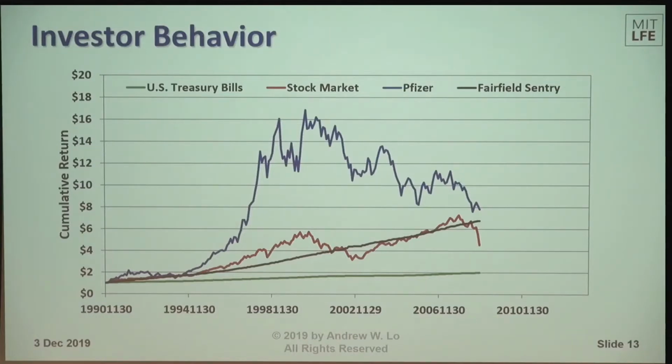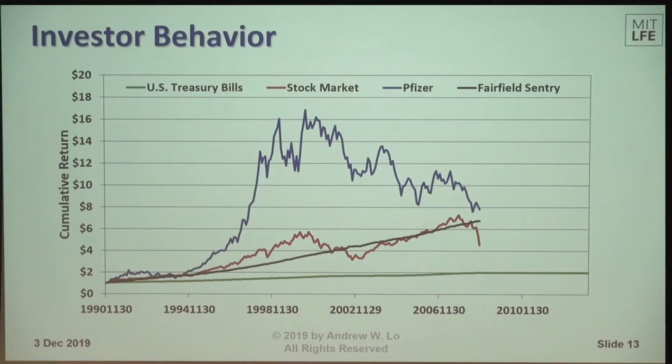The green line is US Treasury bills, the safest asset in the world, at least for the next few weeks. We'll see what happens with the budget discussions. But not very rewarding. If you put your money in T-bills, you would have earned pretty much next to nothing over the course of the last decade.